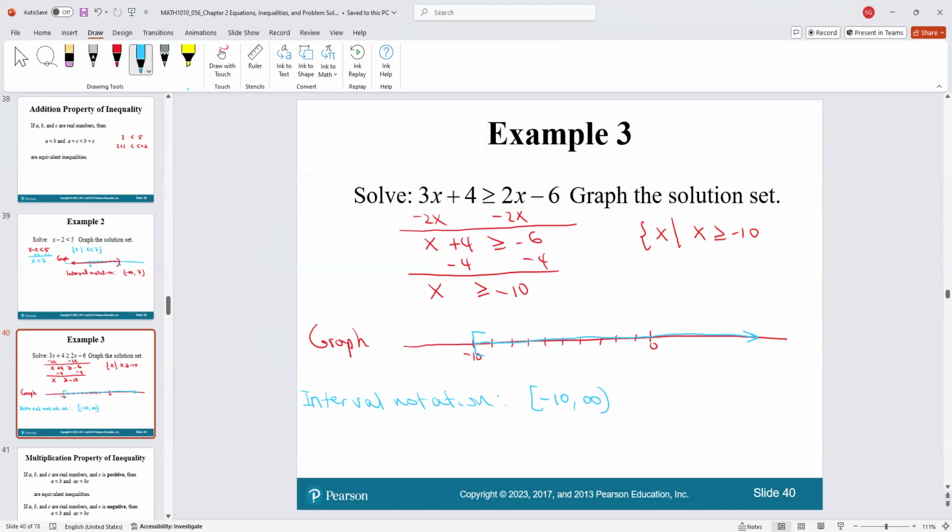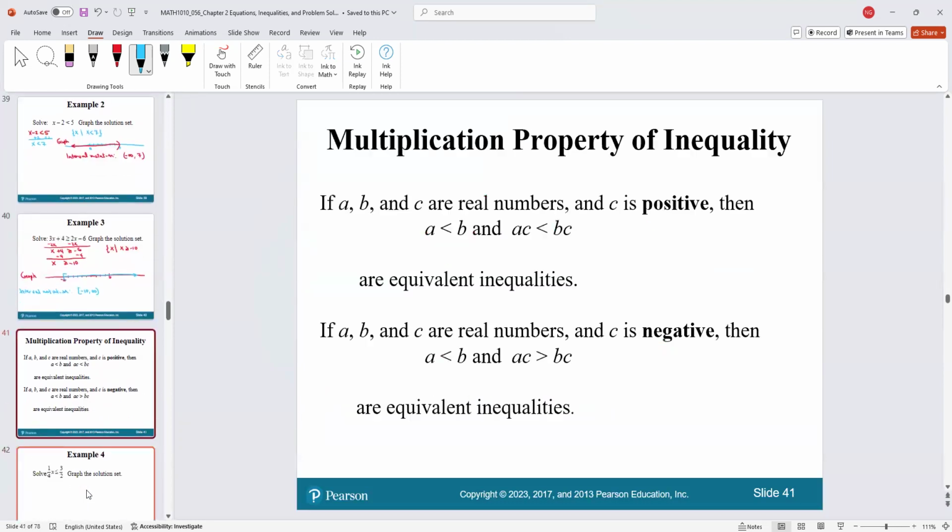Other objectives we pursue in these sections: we need to learn how to solve linear inequalities using the multiplication and addition properties. If A, B, and C are real numbers and C is positive, then if you have 2 is less than 5, it's equivalent to 2 times 3 less than 5 times 3. It's the same thing. It would still be less than; they are equivalent.